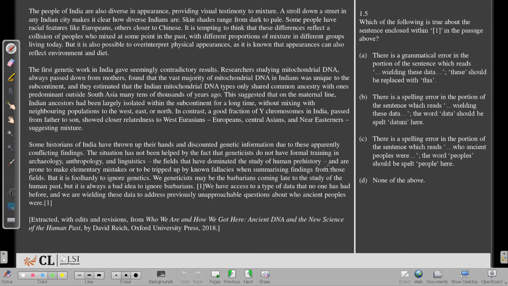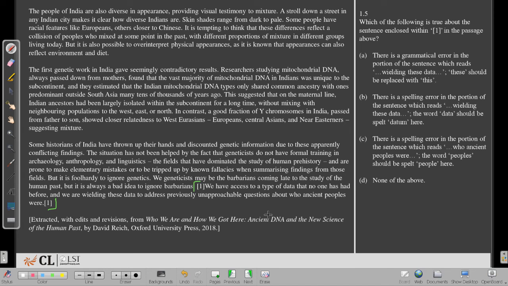Let's look at 1.5. Which of the following is true about the sentence enclosed with one in the passage above, which is this sentence that starts from here and ends till there. That's a sentence, right? I don't know how many of you have got issue with this particular question. Let's have a look at the sentence. The sentence says, we have access to a type of data that no one has had before, and we are wielding this data to address previously unobtainable questions about who ancient peoples were.